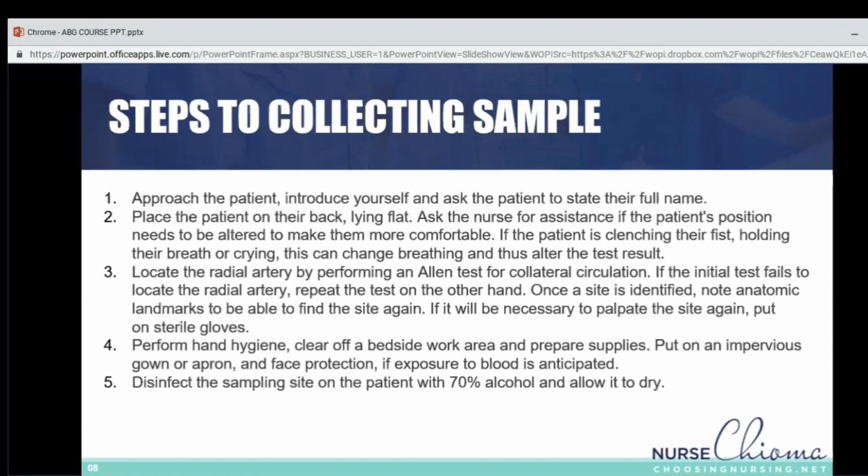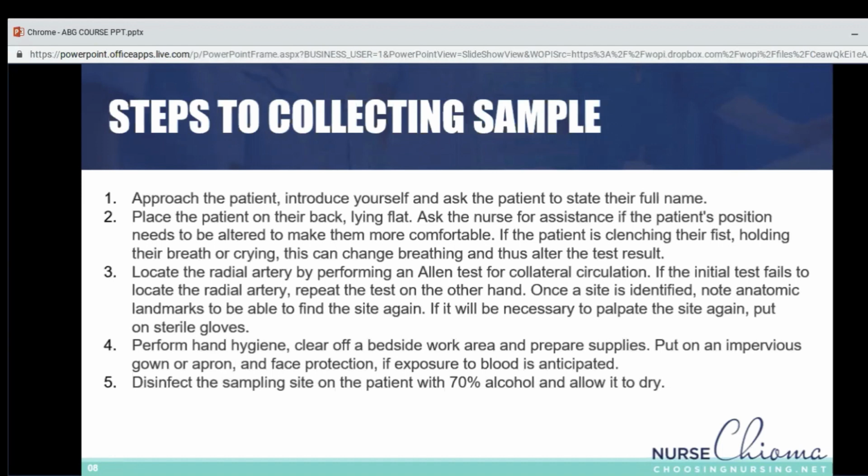Then step 3, you're going to locate the radial artery by performing the Allen test we just talked about for collateral circulation. If the initial test fails to locate the radial artery, you want to try the test on the other hand. Once the site is identified, note the anatomic landmarks to be able to find the site again. If it will be necessary to palpate the site again, you should probably put on some sterile gloves then, okay?